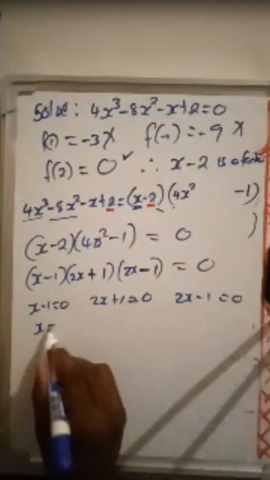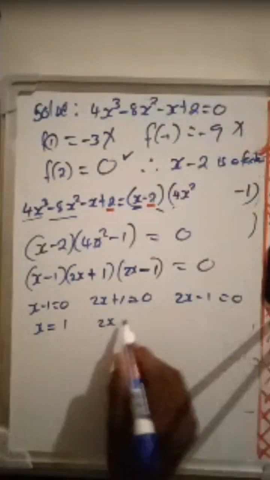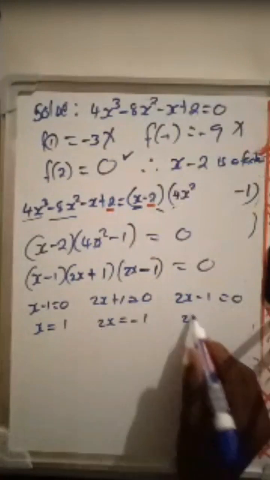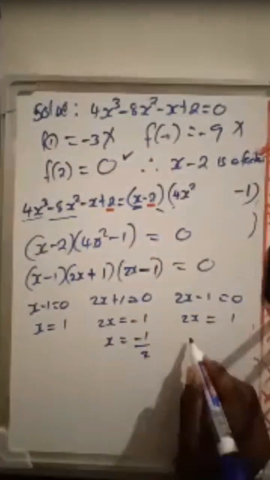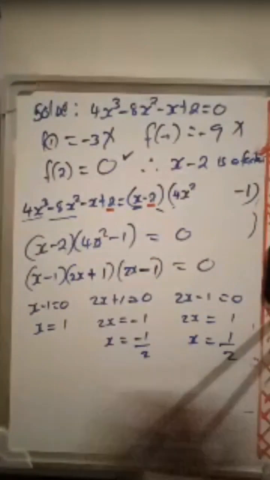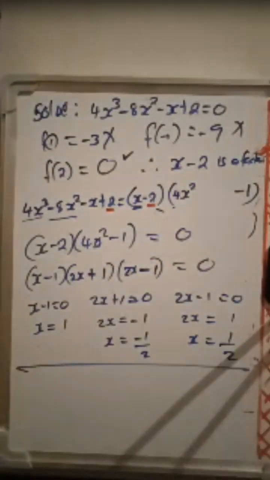So x is equal to 2, 2x is equal to -1, 2x is equal to 1. Then we have x is equal to -1 over 2, then x is equal to also half, like that. We have solved the trinomial.